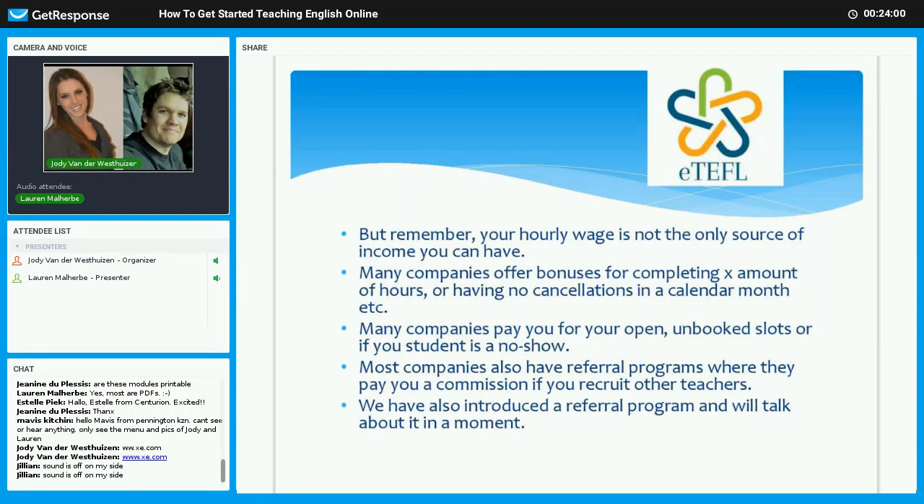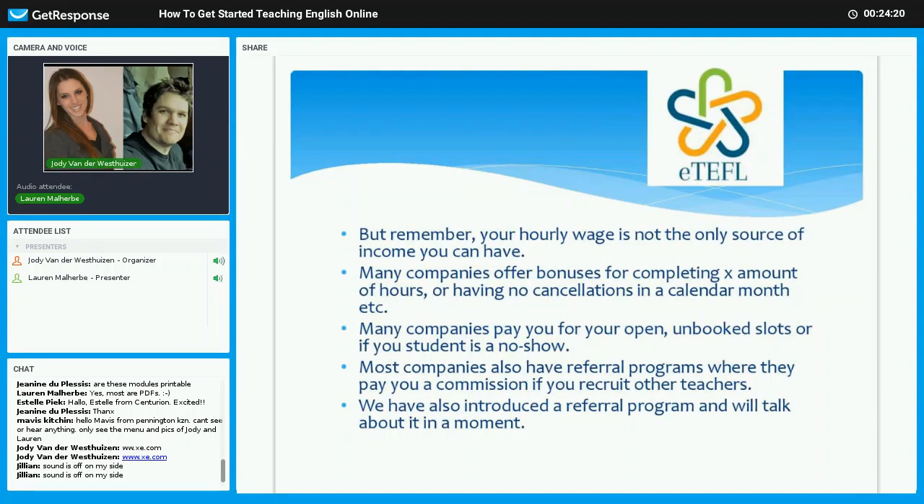You've got to remember that your hourly wage is not the only source of income you can have. Many of these companies offer bonuses for completing a certain amount of hours or having no cancellations in a month, etc. There's a whole bunch of things. Many companies pay you for your open unbooked slots, or if your student is a no-show. So if you've opened up your slots, let me explain that a bit.